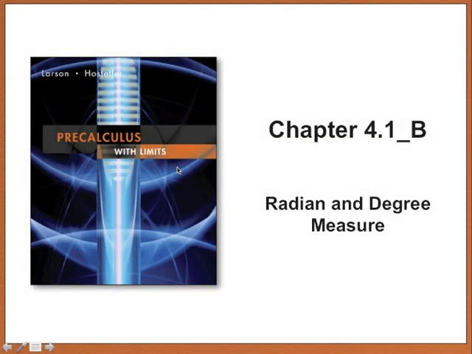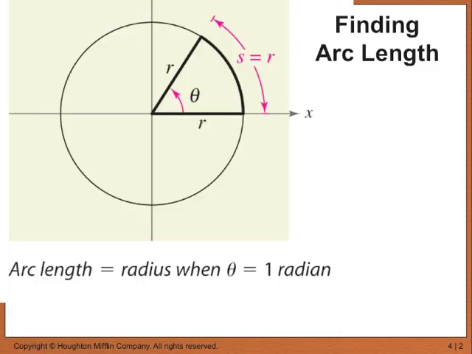This is section 4.1b, radian and degree measure. So today we're going to continue talking about radians. We just introduced the concept in the last section. And radians, as you're going to see, are a lot more convenient in some ways. And really, the measure radian is more logical than the measure degree, which is basically arbitrary.